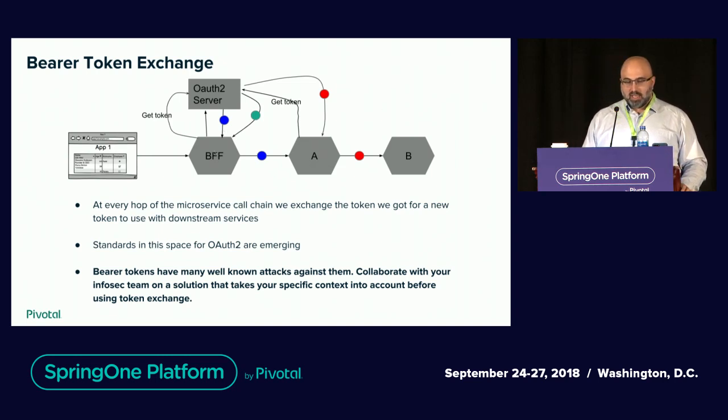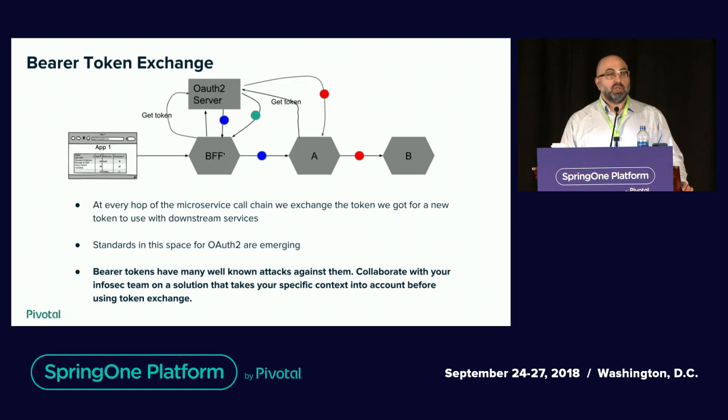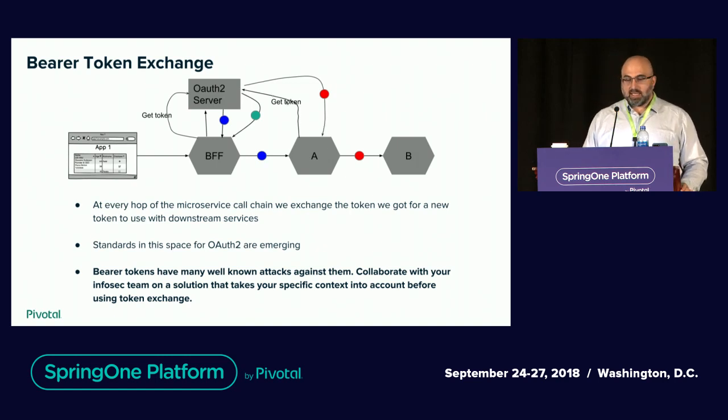The other thing that you can do is what's called a token exchange, whereby you can see here the BFF first goes to the OAuth server and gets the green token that says who the user is, because it's an OpenID Connect server, for example. And then after that, it goes out and gets another token, the blue token, which it uses to call microservice A. Microservice A will then go to the OAuth server again and get another token, which it uses to call microservice B.